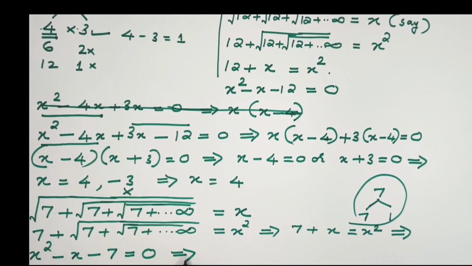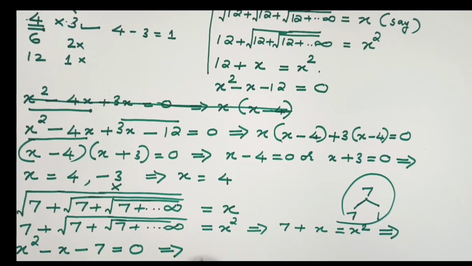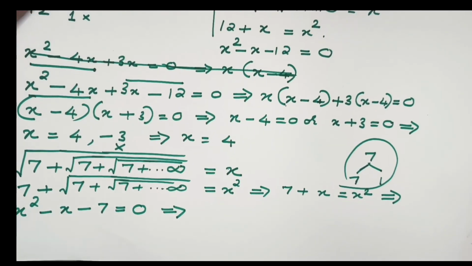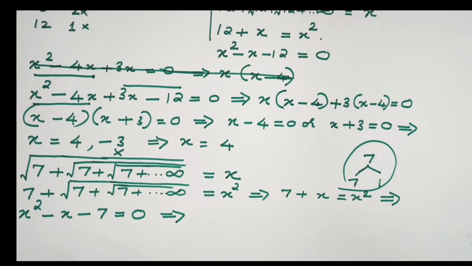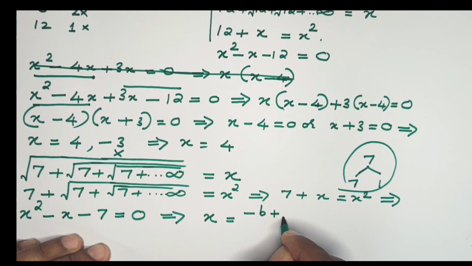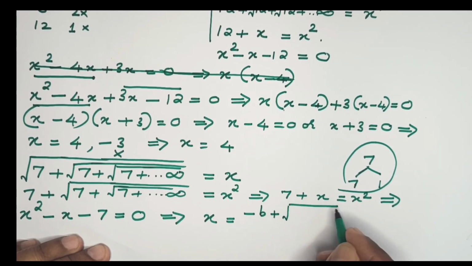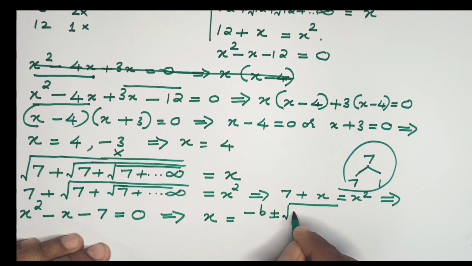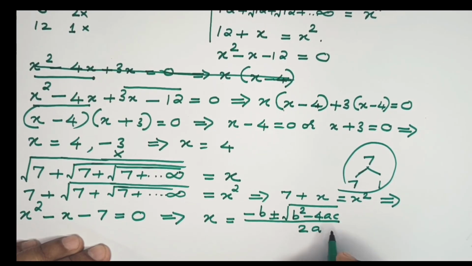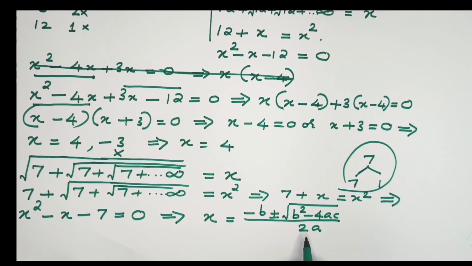You got a quadratic equation. Just solve this. To solve this quadratic equation, our factorization method will work like we did before. So let's go to the formula approach. There, x is equal to, this is the formula we use to solve a quadratic equation, minus b plus or minus the square root of b square minus 4ac, divided by 2a, where a, b, c are what? They are the coefficients of the quadratic equation.